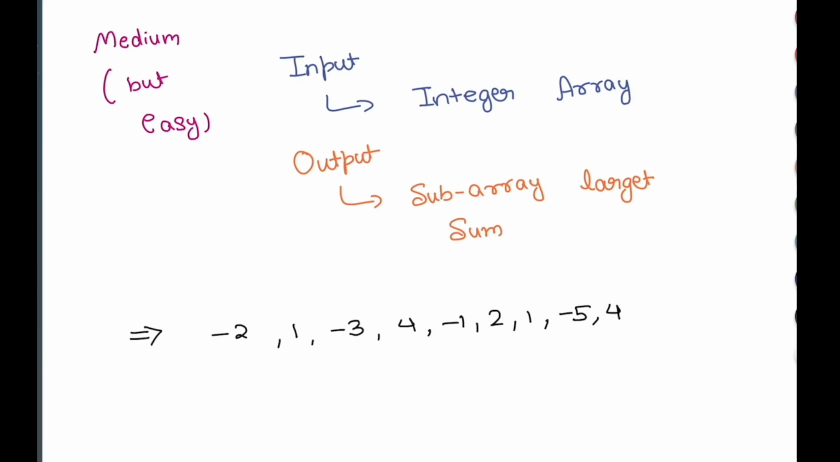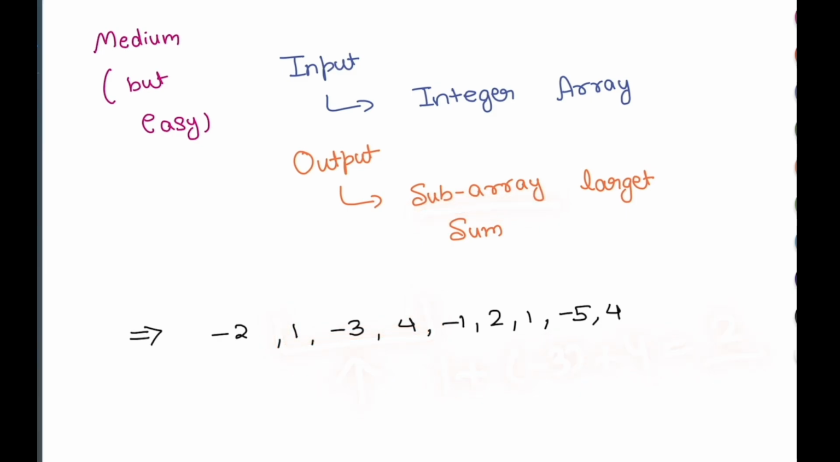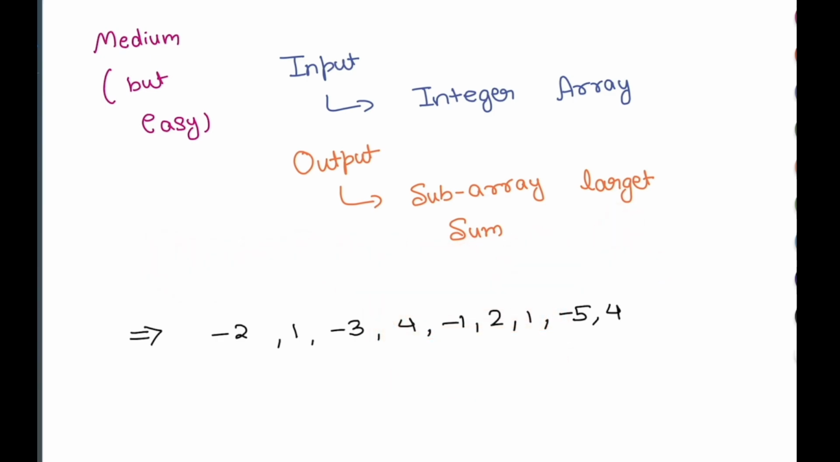Now one of the possible subarrays is 1 -3 and 4. The sum of this subarray is 1 plus -3 plus 4, which is equal to 2. This can be a possible valid answer if there is no other subarray which has a sum more than 2, but there is a subarray which has a sum more than 2, and that subarray is this particular subarray. A subarray of 4 elements, 4 -1 2 and 1. The sum is 4 plus -1 plus 2 plus 1, which is equal to 6, and that is going to be your output for this particular input.